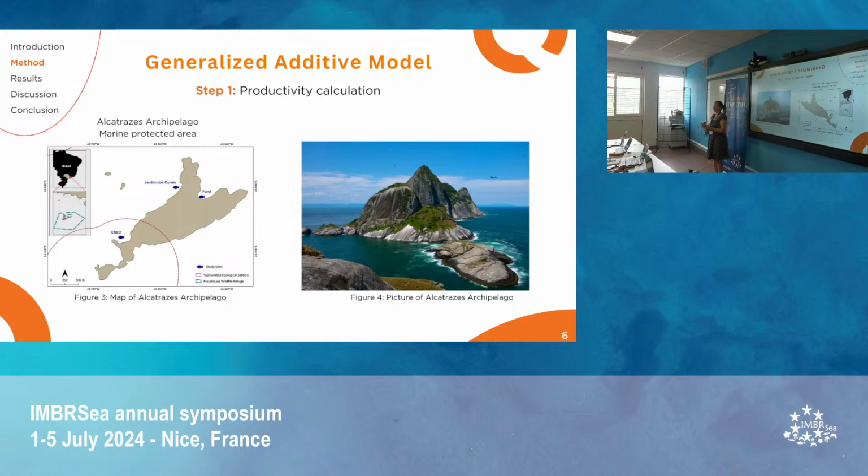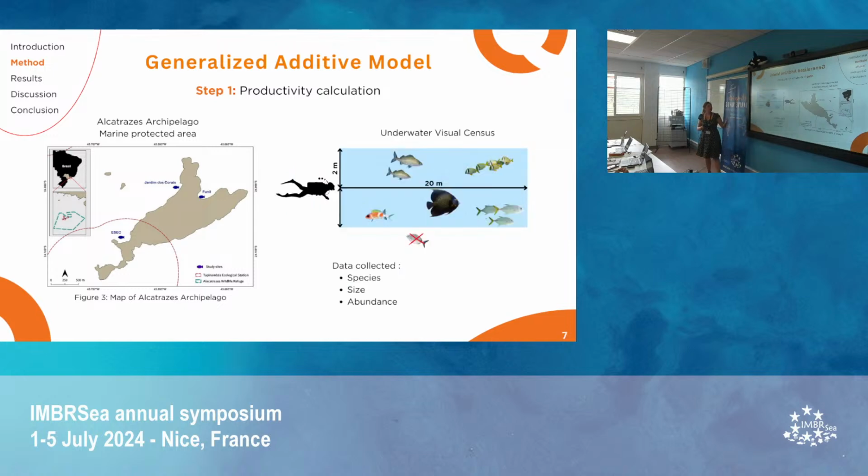Those sites have different characteristics, but what is important is that Alcatrazes is actually really representative of the entire coast of Brazil. So, underwater visual surveys consist of a single diver looking within a 20-meter transect and 2 meters on each side. This diver will estimate the species and size of each individual encountered. It's a huge job, but they managed to do it well. On top of that, they also have to estimate the abundance when it's a large group.